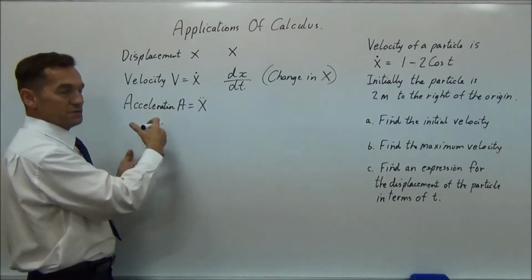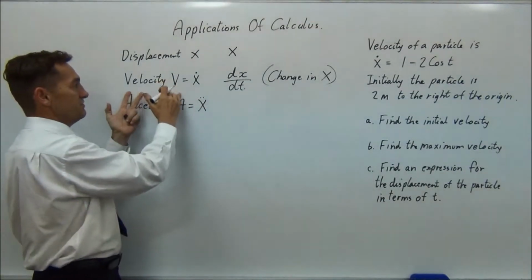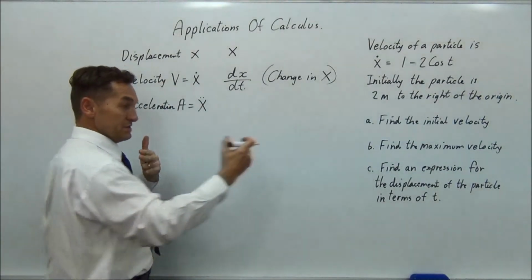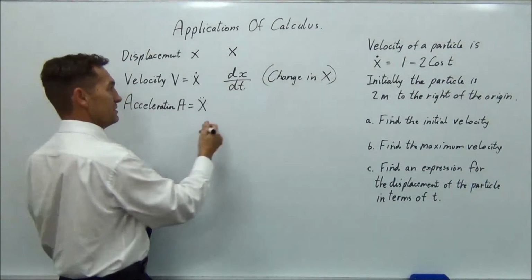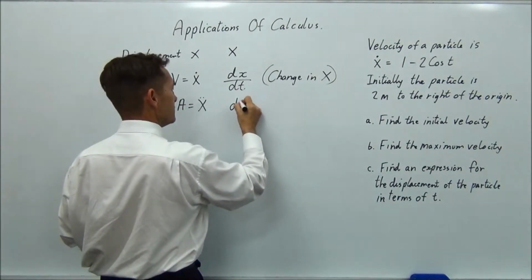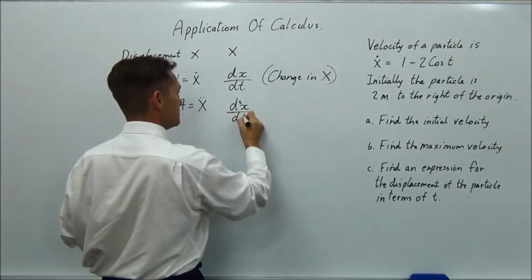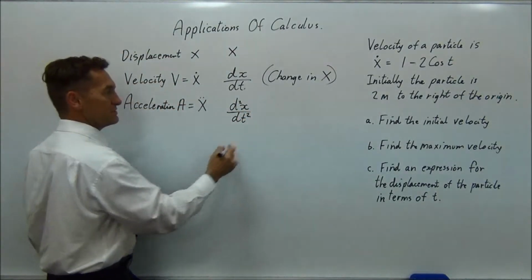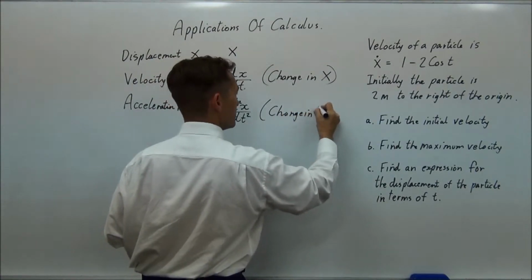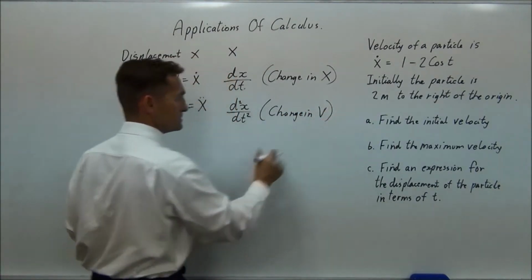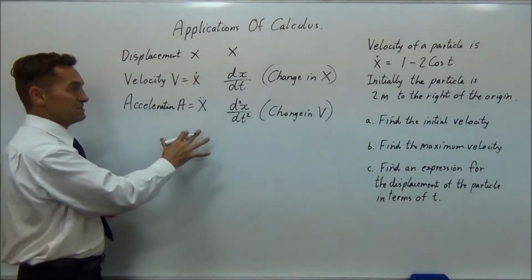And acceleration is the change in velocity. So if you're going at a velocity and you suddenly change velocity, well, you're accelerating. So that's d squared x on dt squared. This is the change in v, or the change in velocity. And they're pretty much the basics.